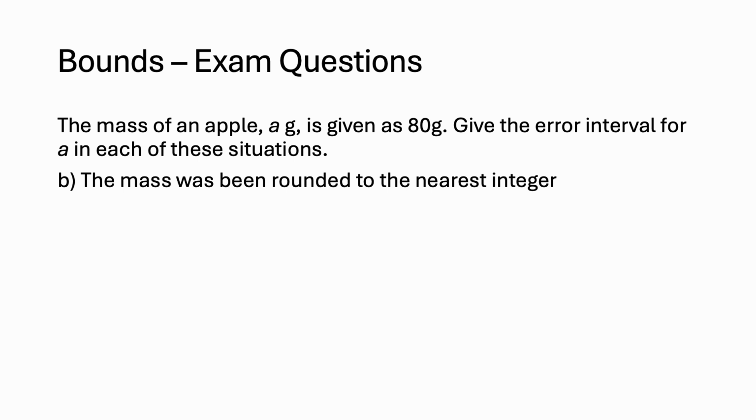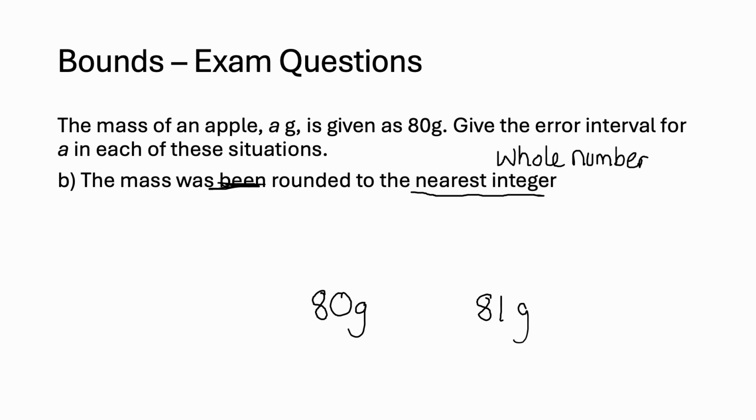Okay, part B. So the mass was rounded, need to get rid of that, to the nearest integer. Okay, very important, nearest integer. Same thing that we've been doing, 80 grams in the middle. To the nearest integer means to the nearest whole number, so essentially the nearest one whole number. So one whole number higher than 80 is 81 grams, and one whole number less than 80 is 79 grams.